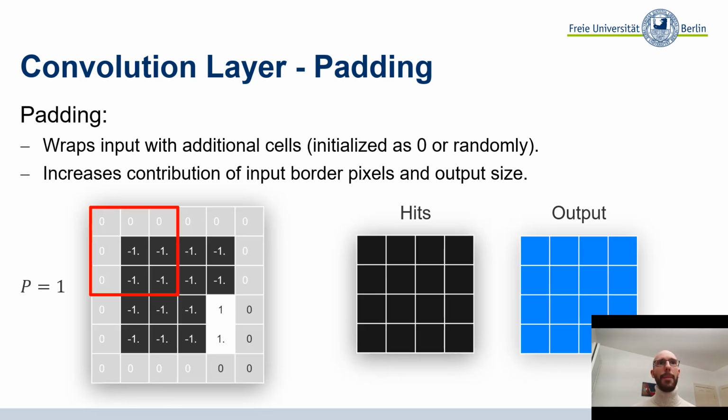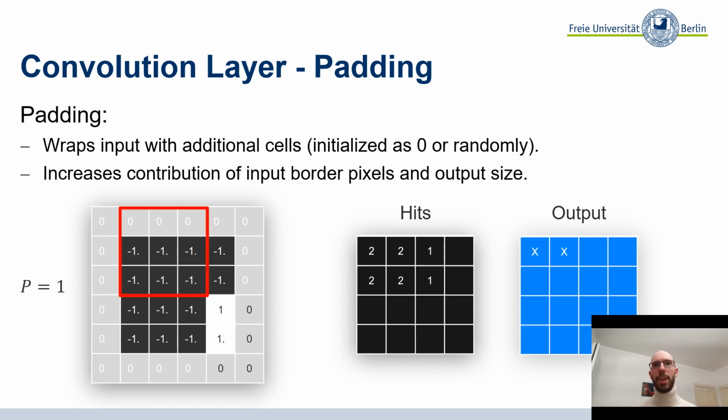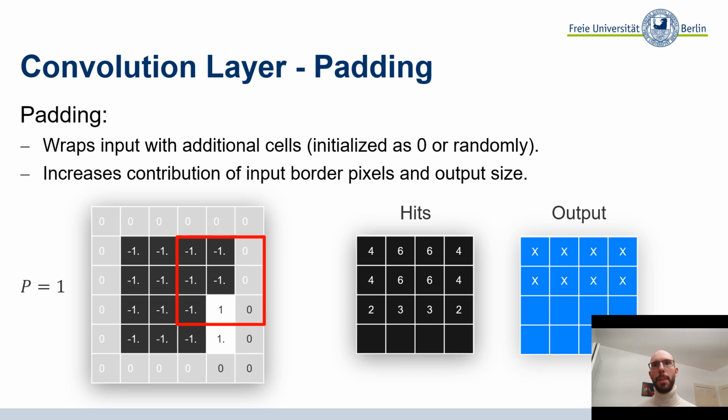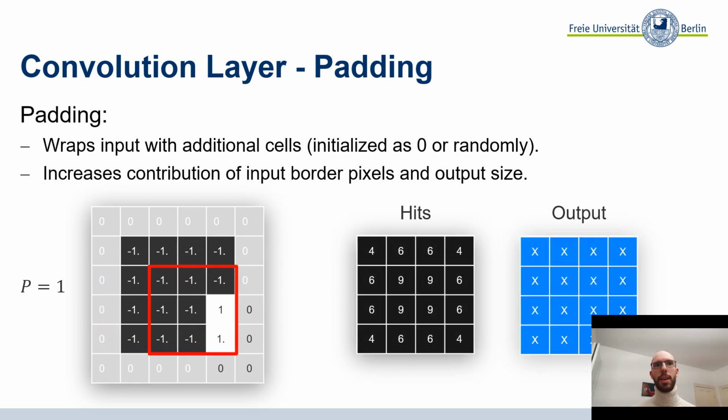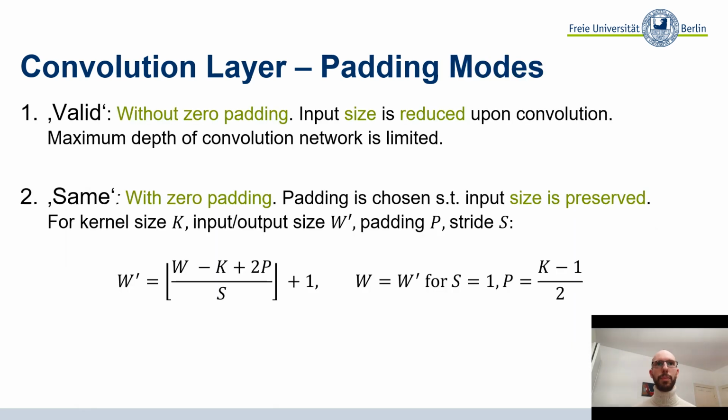Now, if we do a padding of 1 with zeros, our input image looks like this, and the number of times that our kernel hits some of these values increases. So the contribution of these margin pixels increases, and also the output image gets larger, and this can be useful in some cases.